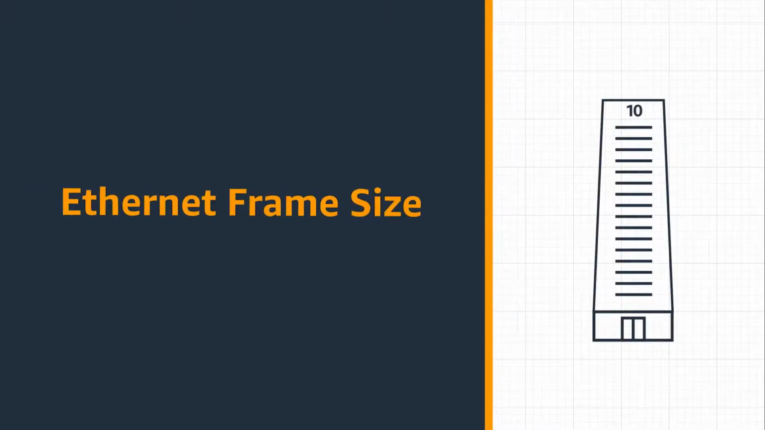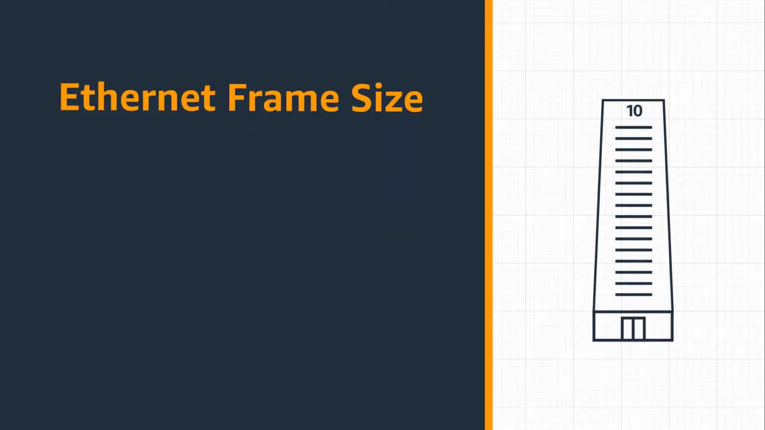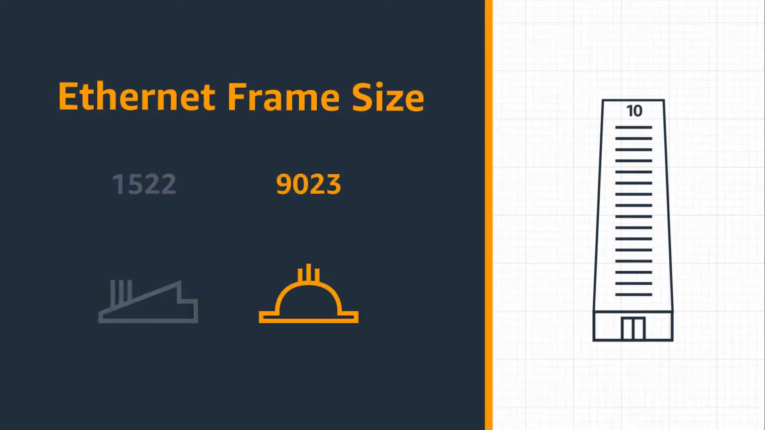When thinking about your options with a public and private virtual interface, the next choice to make is the Ethernet frame size that your circuit will support. Direct Connect virtual interfaces support a default Ethernet frame size of 1,522 bytes and a jumbo Ethernet frame size of 9,023 bytes.